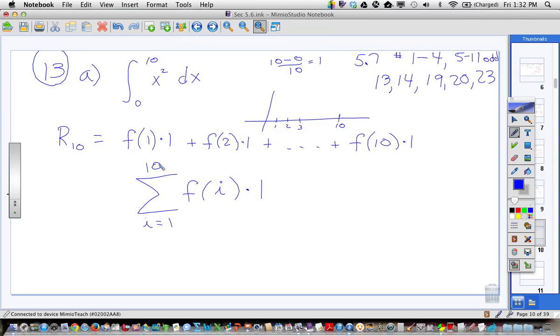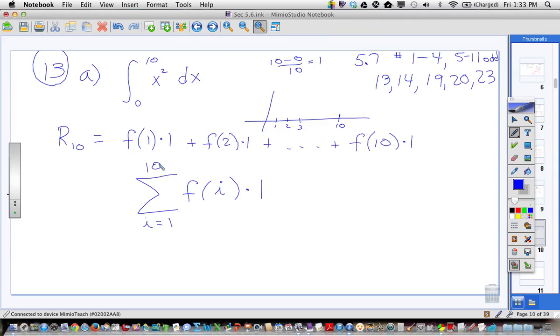I can't emphasize enough, though, that this 0 to 10 here is totally separate from this 1 to 10. They don't have anything to do with each other. Right? This 1 to 10 means what? 10 rectangles. This 0 to 10 means we're doing the area from 0 to 10.